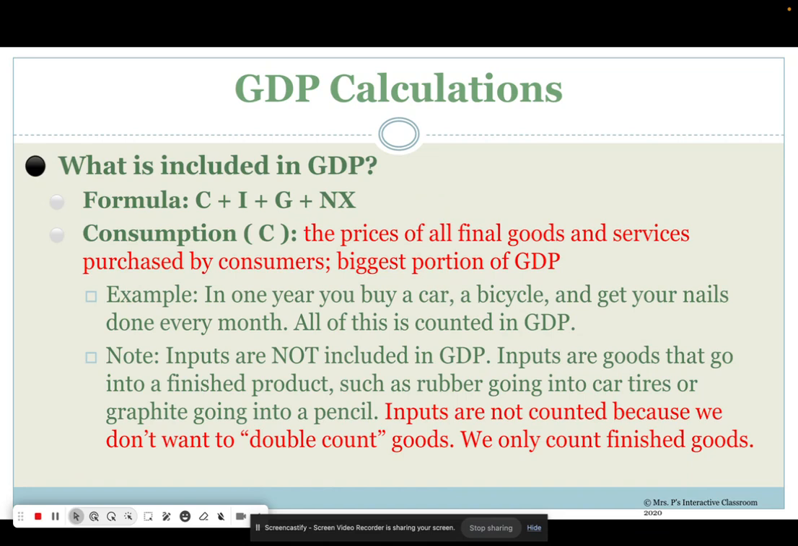So notice that inputs are not included in GDP. Remember what inputs are? Inputs are those scarce resources that go into making an output. Inputs aren't counted because we don't want to double count goods. We only want to count finished goods. It's essentially like in the video, he talks about how it will count eggs that you buy at the grocery store just to take home, but it doesn't count the eggs made in a cake that a baker sells at Publix. The eggs used to make that cake don't count in GDP, but they would count if you just straight up bought eggs at Publix.